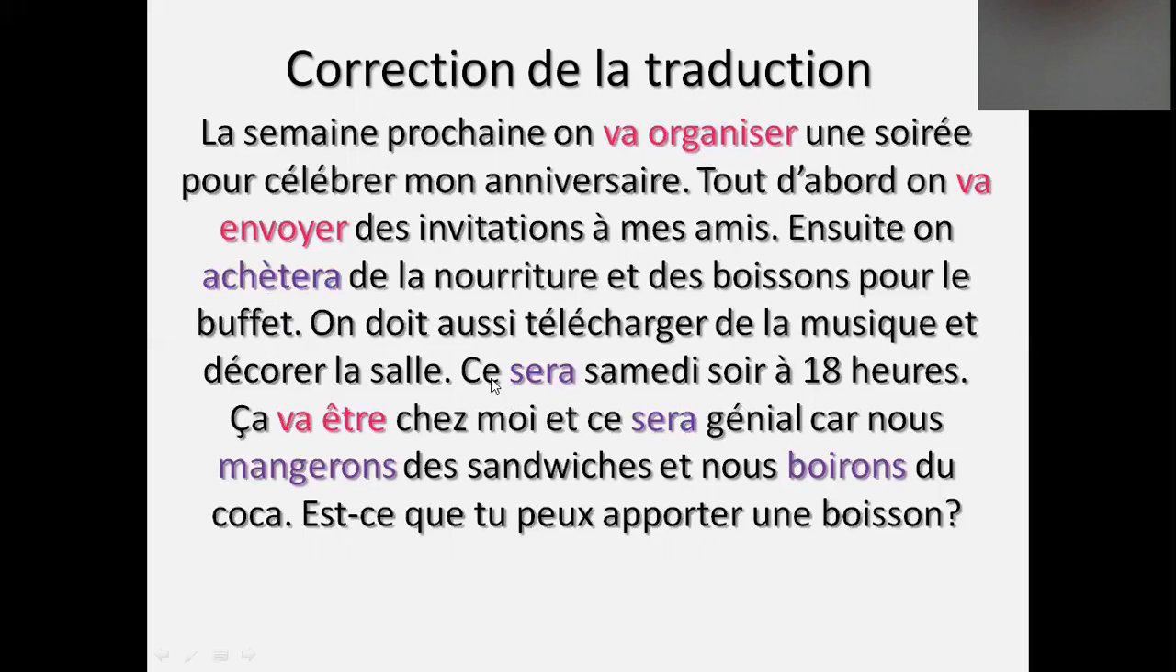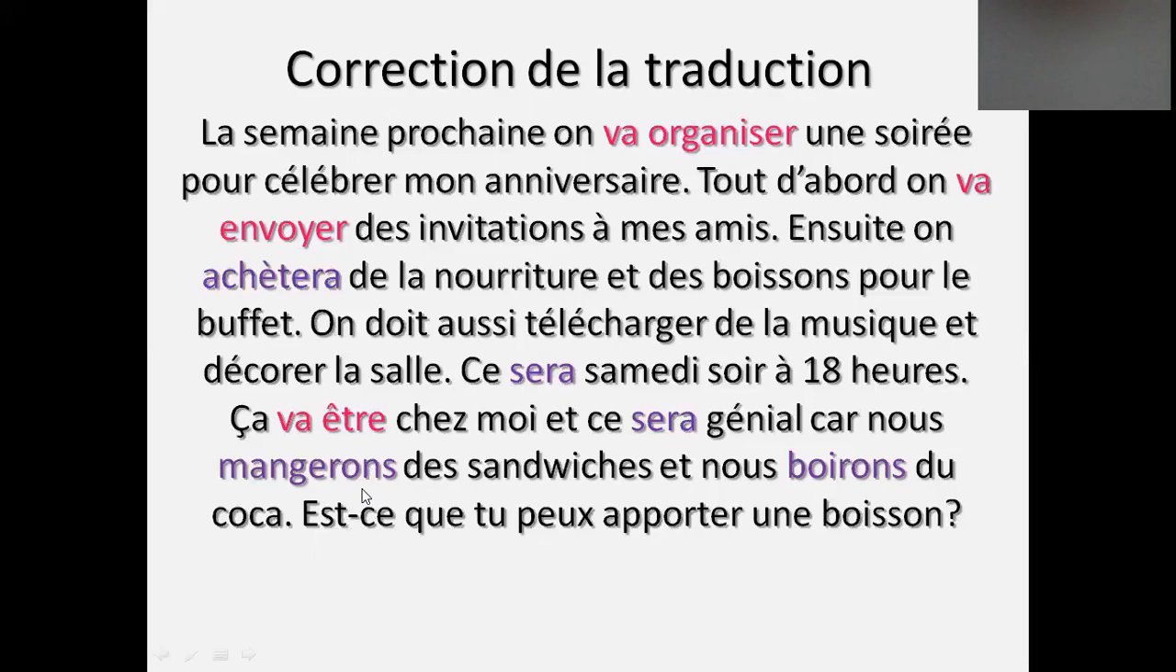Then you had ce sera, it will be. Remember, être is irregular in the future, so I use the irregular stem, ser, and the ending of avoir, a. The ending was a because ce or ça means it. It takes the same form of the verb as il, elle, and on. Okay? So ce sera, it will be. Then we had ce sera again, it will be.